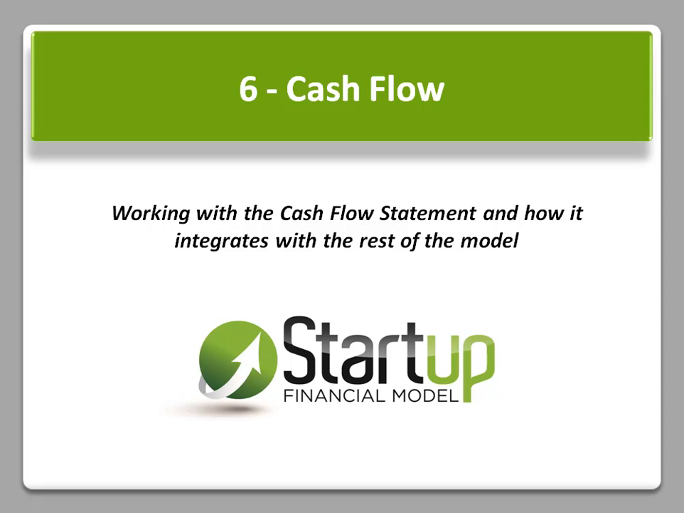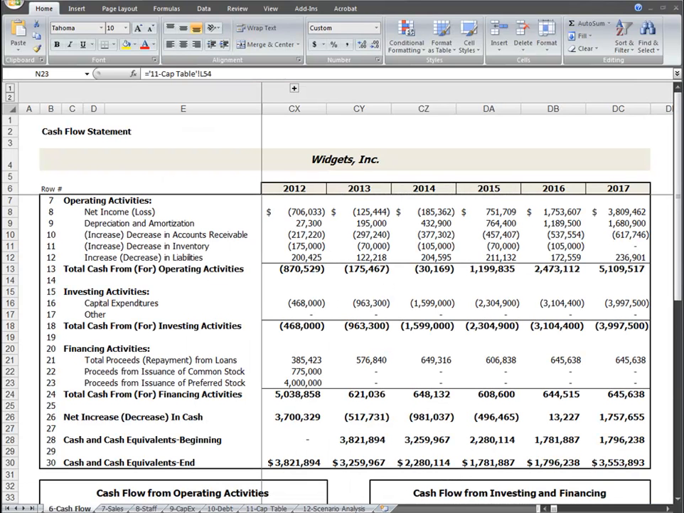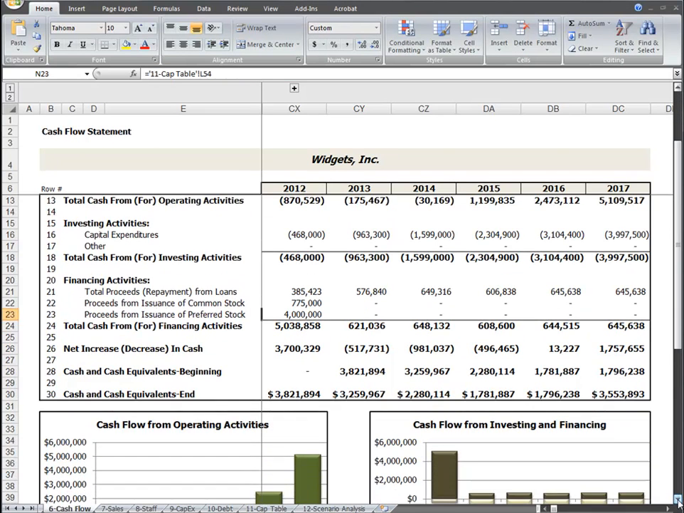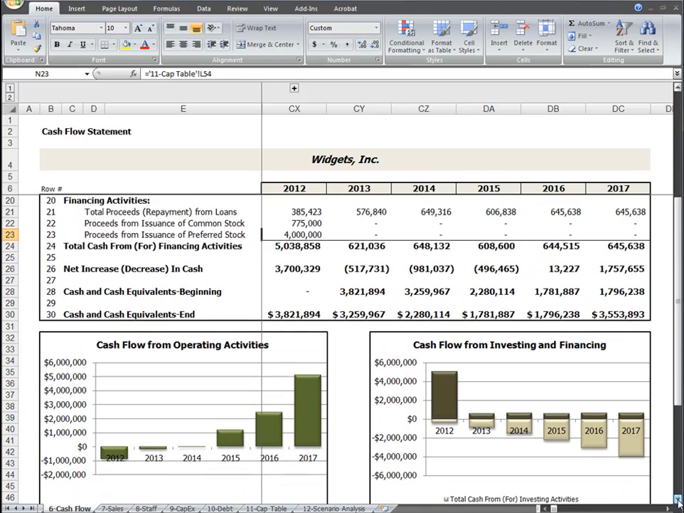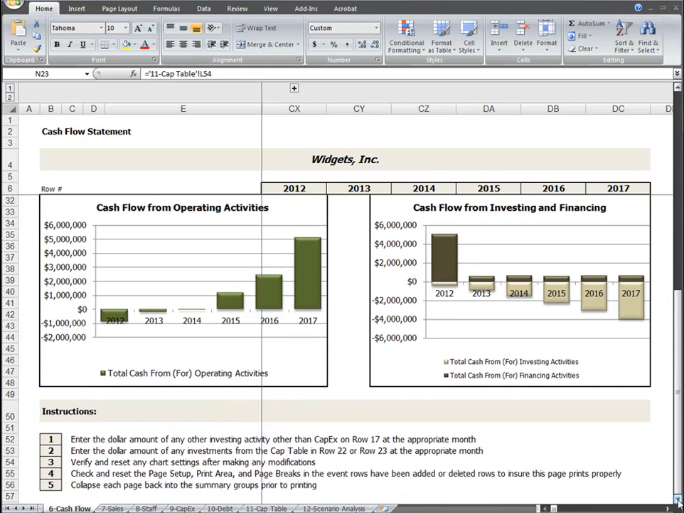This instructional video is an overview of the Cash Flow Worksheet tab. This page is a detailed cash flow statement and is another one of the essential financial reports for your business plan that will show how cash is generated, used, or invested in the business over time. All of this worksheet is completely automated with only two inputs required to make it fit your business model.